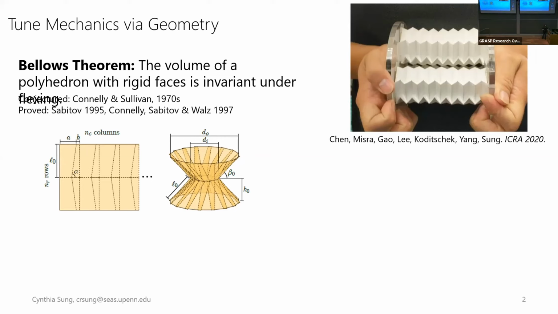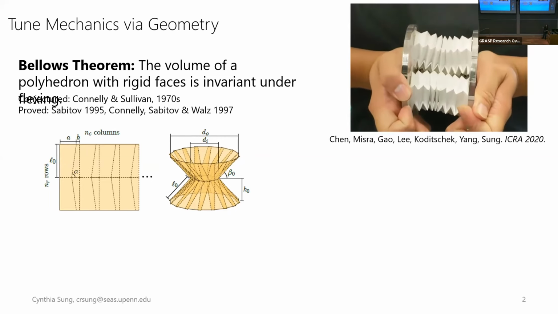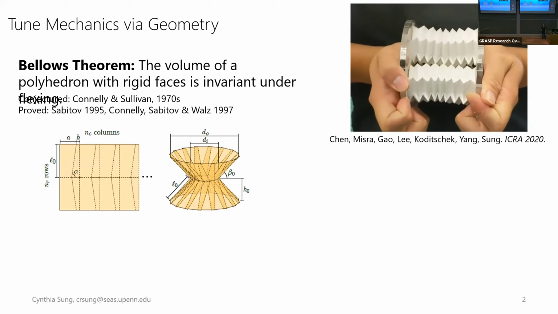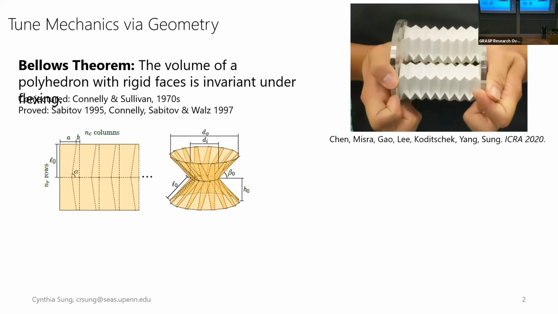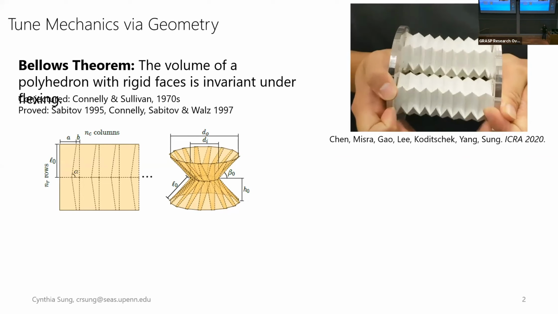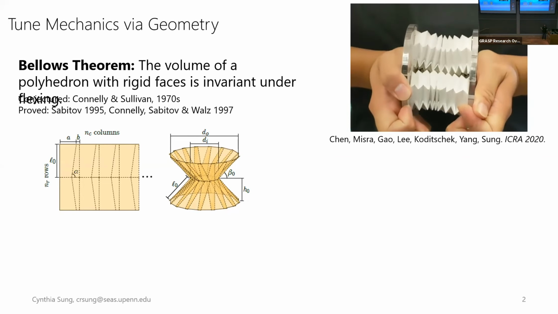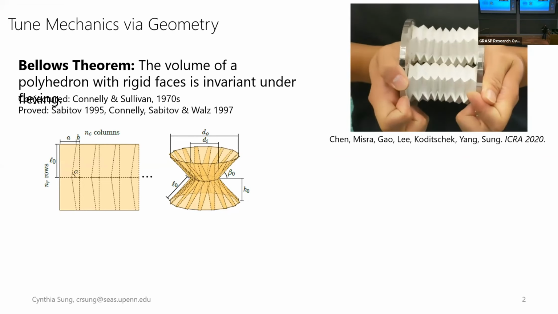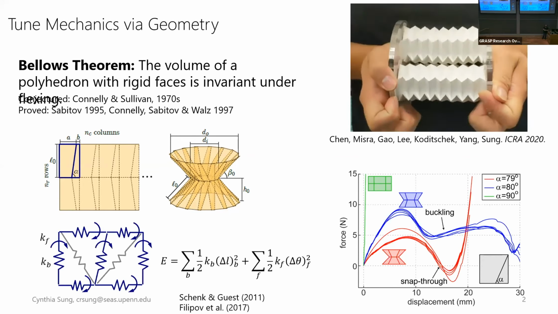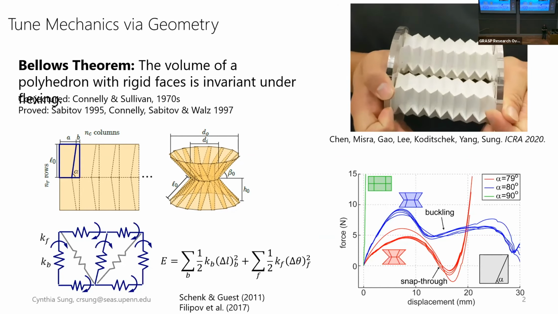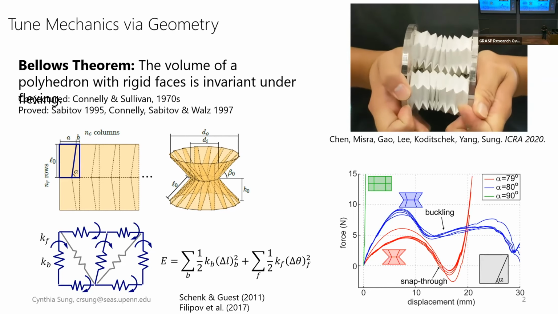So I can take ideas like this. I can create bellows structures like the one you see here. This was actually a video from Wei-Hsi who presented earlier. And these structures are made out of very thin pieces of paper, but they are quite stiff. I can model these structures using spring networks. And this is a very common modeling technique for origami-inspired designs.